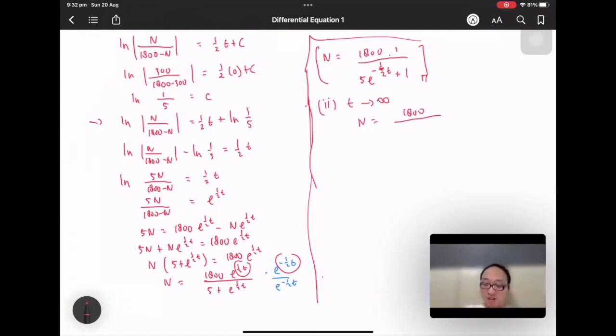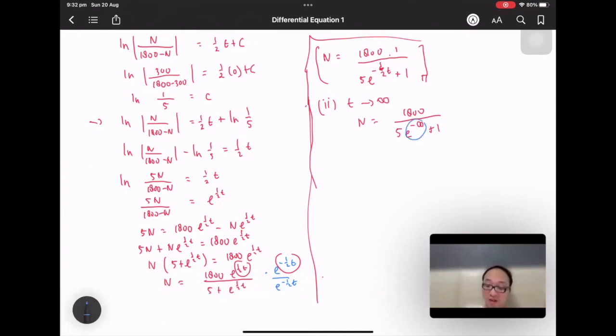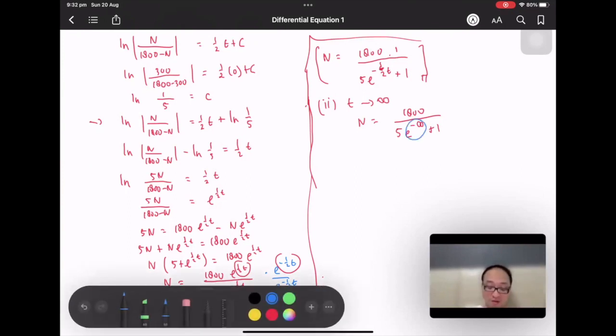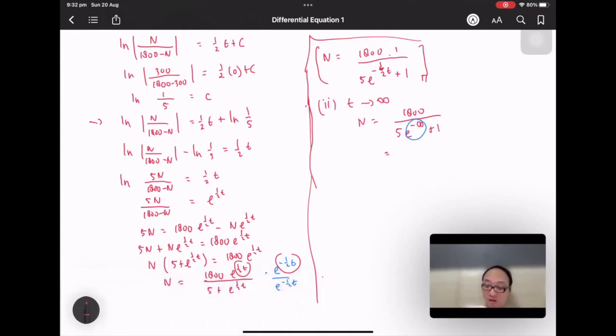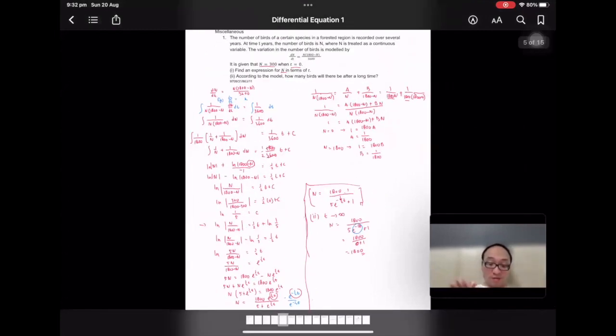1800 over 5 e to the power of negative infinity, replacing the t by infinity, plus 1. e to the power of negative infinity is equal to 0, approximately 0. So it equals 0 plus 1, so it's 1800. That's number 1.